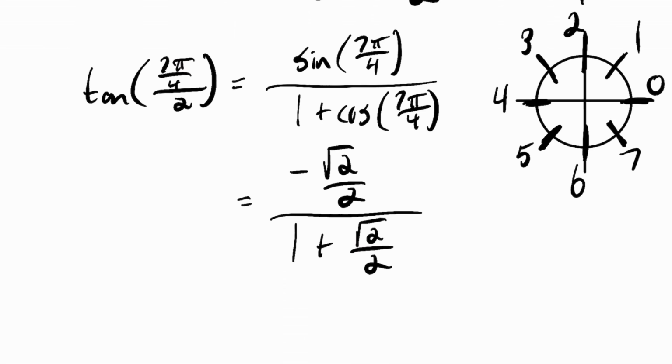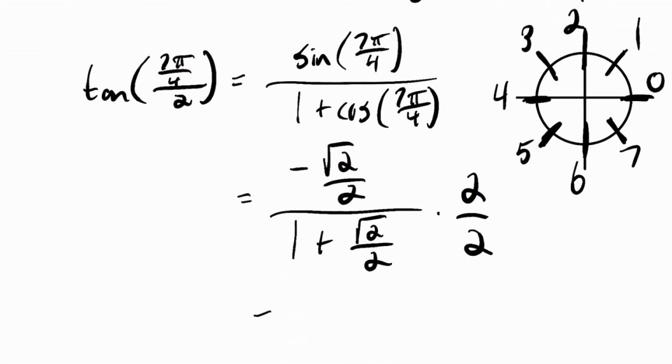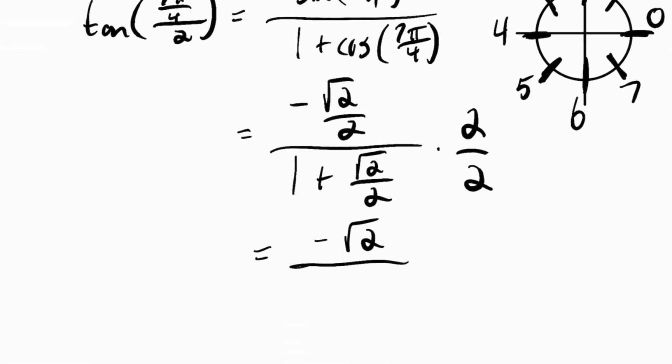And I don't like having these stacked fractions, or fractions inside of fractions. So I'm going to multiply top and bottom of this larger fraction by 2, because when I distribute, this 2 will end up reducing this root 2 over 2 to just root 2 as well. You take half of something and double it, you get what the numerator says. So this will be negative root 2 over 1 plus root 2. And we can basically leave it there.